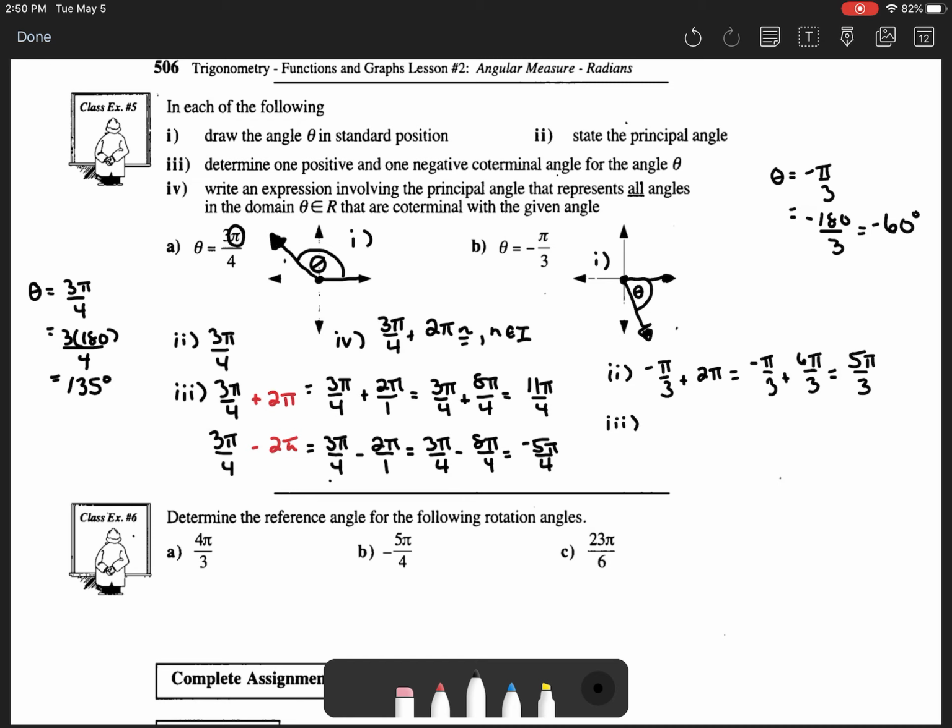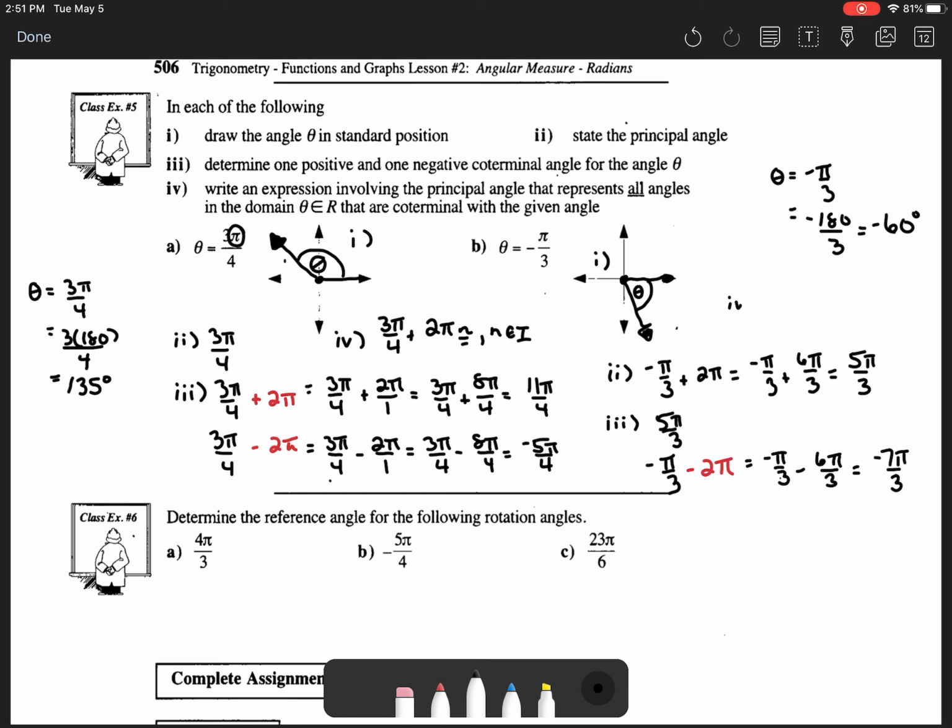In part 3, they want one positive and one negative coterminal angle for the given angle. Well, I just came up with a positive coterminal angle, so I'm going to use that, 5 pi over 3. There's one positive coterminal angle. For the negative one, I have to take the angle given and subtract another full rotation, subtract another 2 pi. So again, this is going to be negative pi over 3. I'm going to subtract 2 pi, which is 6 pi over 3, using a common denominator. So negative 1 minus 6 is negative 7 pi over 3. So there's a negative coterminal angle.